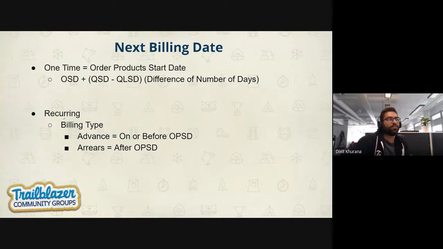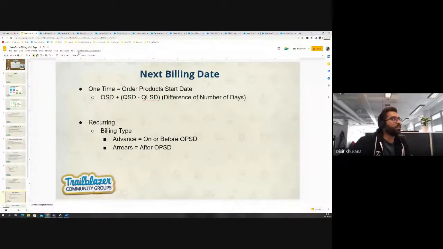If your charge type is recurring, then it depends upon a couple of factors, that is billing type, that is advance or arrears. Advance means either it will be on or before order product start date, or it can be after order product start date. Okay. I'll show you one article from the trail head.